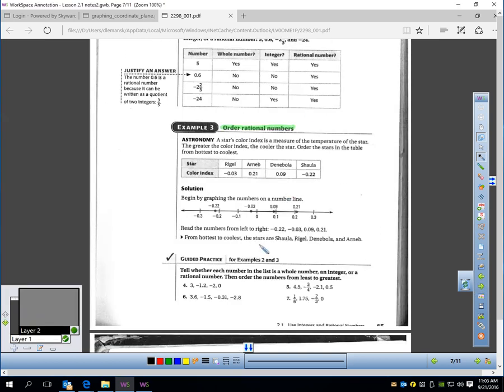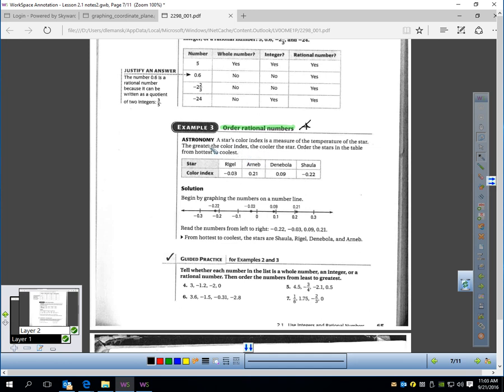Ordering rational numbers. They'll give you sample problems in the book or practice problems, and they'll want you to order these things. So there'll be homework like this, and what we want to do here is make sure that we read the problem. The star's color index is a measure of the temperature of the star. The greater the index, the cooler the star. Order the stars from hottest to coolest.